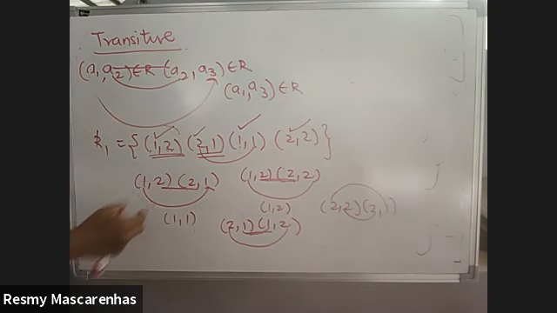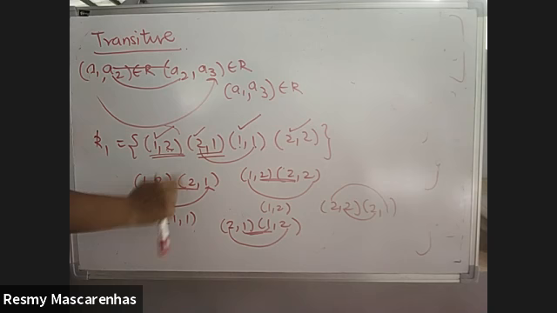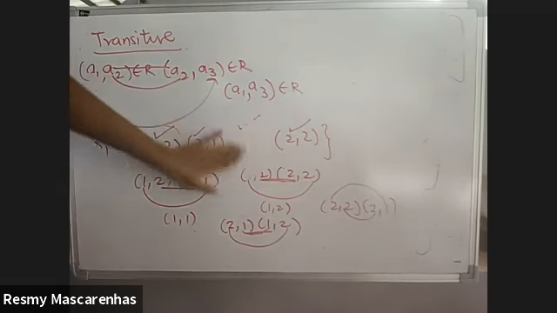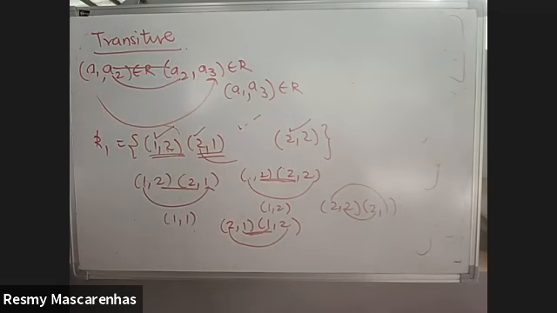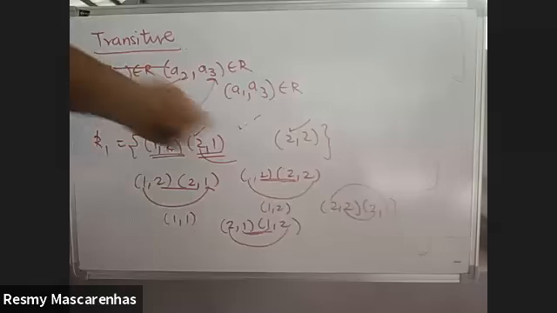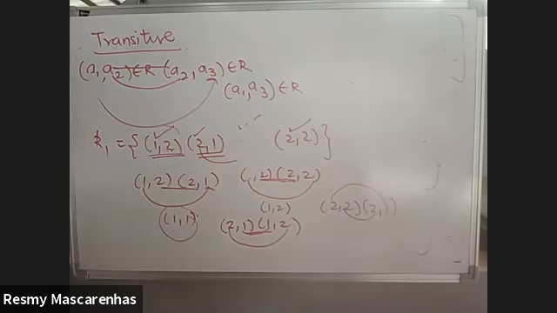Only those pairs you have to take where the second and the other one's first is matching. Then check whether the first and the third, this first and last, is making a pair. Yes, it is there. If there was no 1 comma 1, then it would not be transitive. If 1 comma 1 was missing over here, then you have to say it is not transitive. So we'll solve some examples, and with that you will have a better idea. So this is the condition for transitive.